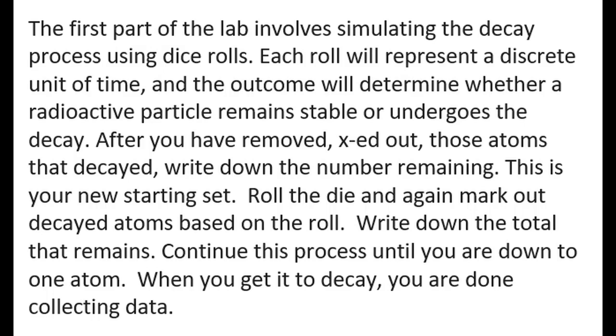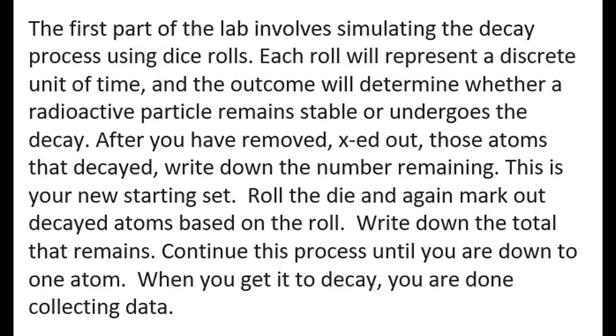Roll the die and again mark out decayed atoms based on the roll. Write down the total that remains. Continue this process until you are down to one atom. When you get it to decay, you're done collecting data. You can graph your data by hand or use Excel or other spreadsheet software.